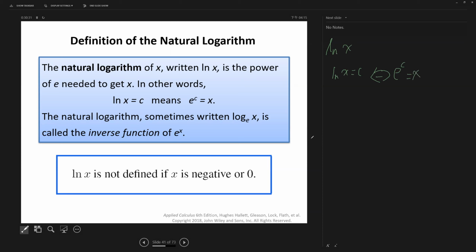The natural log, sometimes written as log base e of x, is called the inverse function of e to the x. ln x is not defined if x is negative or 0. Okay, so keep that in mind. The domain of ln of x is strictly positive. x has to be positive, not 0, positive. I'm pretty sure all of you have seen this before in your algebra classes, so let's just keep moving on.